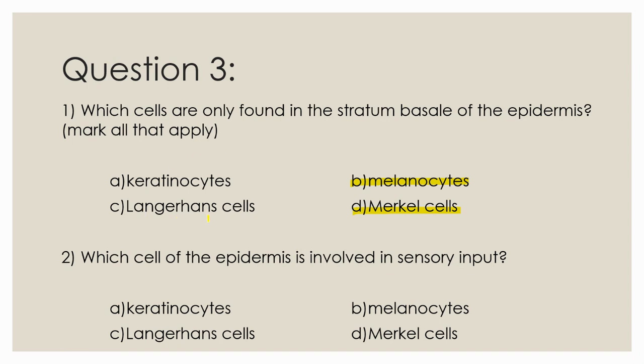Number 2, which cells of the epidermis are involved in sensory input? Keratinocytes produce keratin. They're pretty much the bulk of the skin. The Langerhans cells were an immune function. Melanocytes produce melanin, so the answer is D. The Merkel cells were a type of touch receptor, so that would be sensory input.